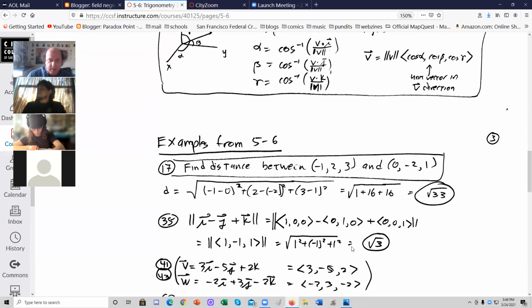So, some examples. Find the distance between (-1, 2, 3) and (0, -2, 1). Here we do the three-dimensional Pythagoras theorem: square root of the sum of squares of differences of components. (-1 minus 0) squared plus (2 minus -2) squared plus (3 minus 1) squared. (-1 minus 0) squared is 1. 2 minus -2 is 4, which squared is 16.